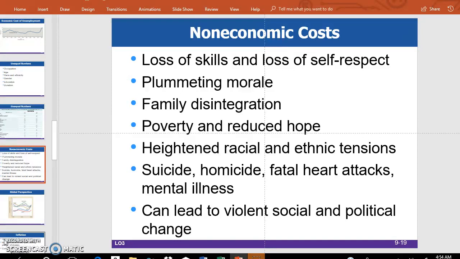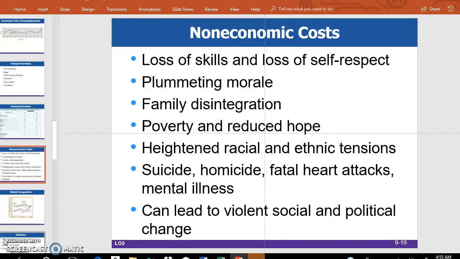Then heightened racial and ethnic tensions. In times of recession, economic crisis, political and racial crises often may set in, right? So different groups of the community may start to have trouble with other groups of the community during times of economic hardship. Limited economic opportunities, everybody may not get an equal share, and that may be another cause of racial tension or ethnic tension, right?